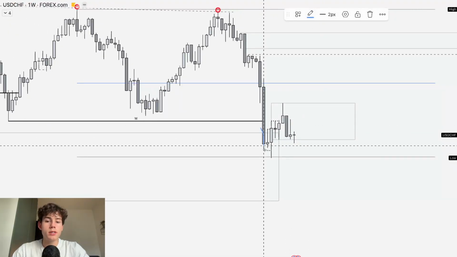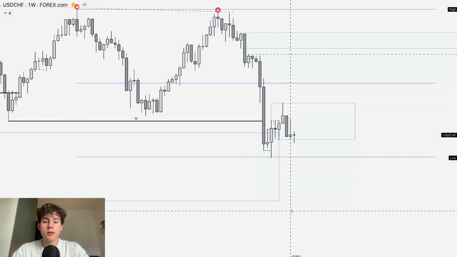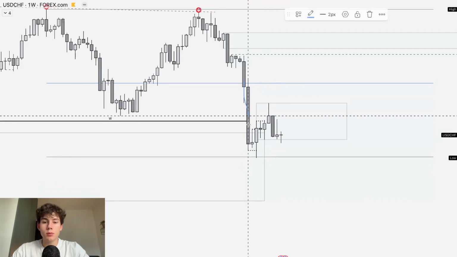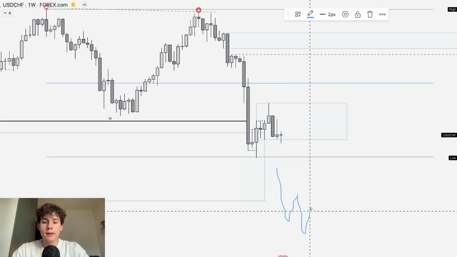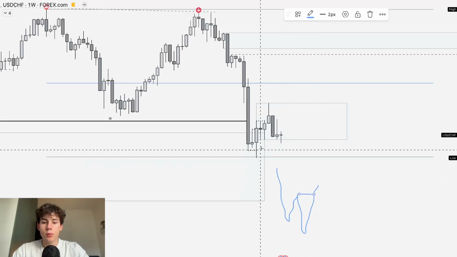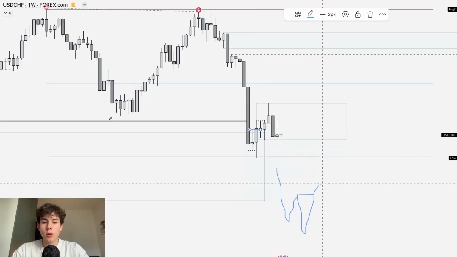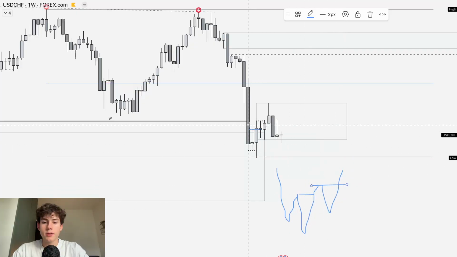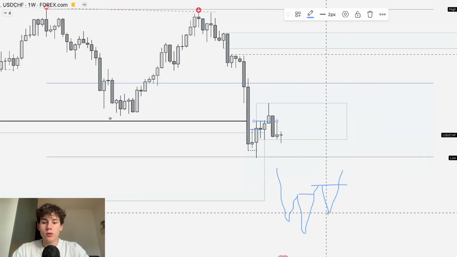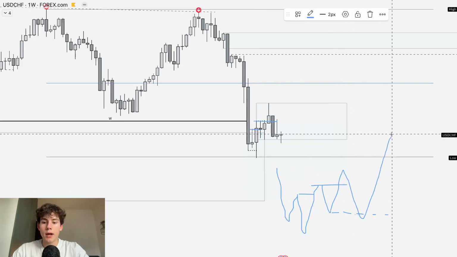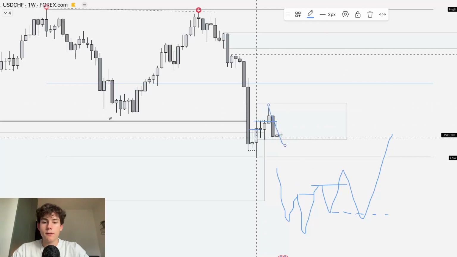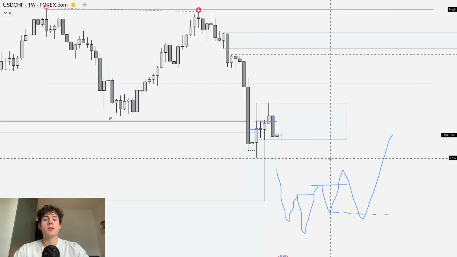Because often we see that double internal BOS. So let me show it. We got this move down lower, then a move up higher, then down lower, then up higher, and we get an internal BOS. Then we move down lower, up higher, an internal BOS, which is this one. And then you grab liquidity underneath the first one, and then you move up higher. So this is definitely possible.